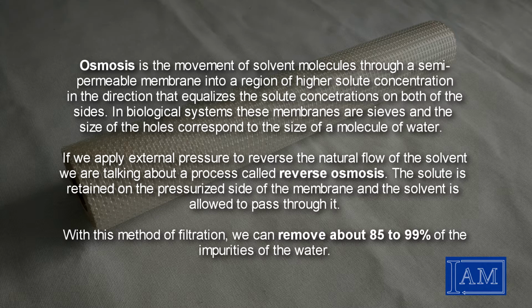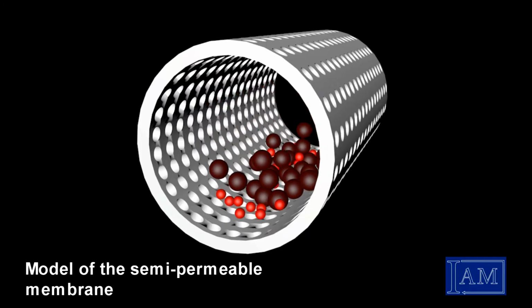of water. If we apply external pressure to reverse the natural flow of the solvent, we are talking about a process called reverse osmosis. The solute is retained on the pressurized side of the membrane, and the solvent is allowed to pass through. With this method of filtration, we can remove about 85 to 99% of the impurities of the water.